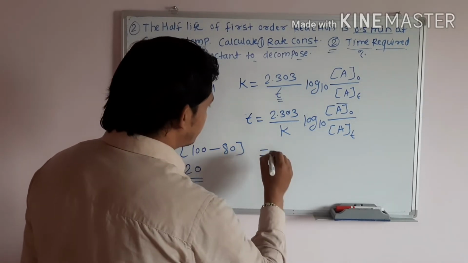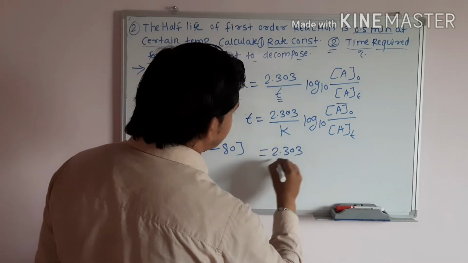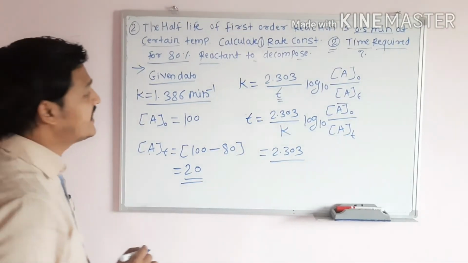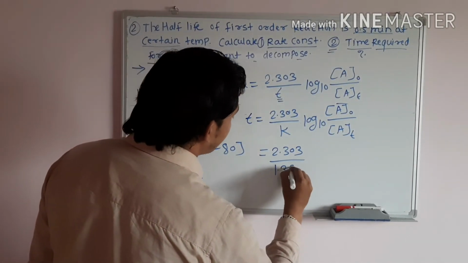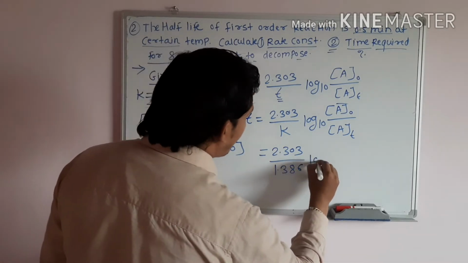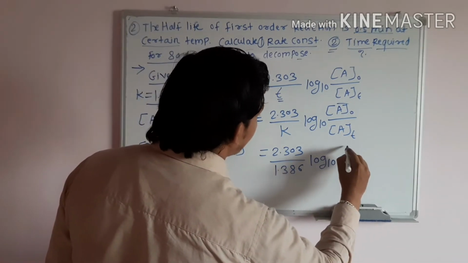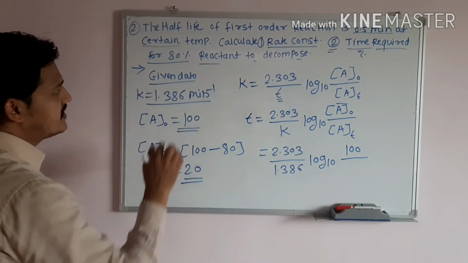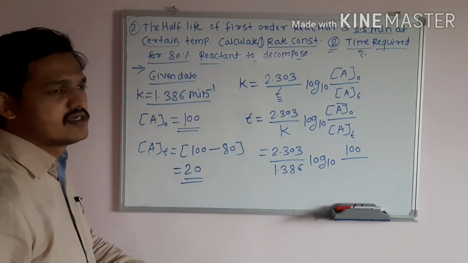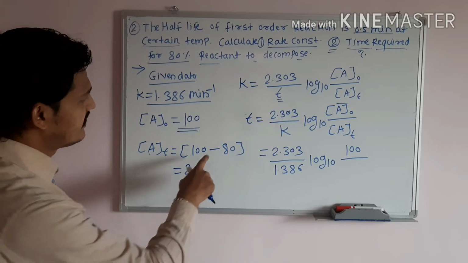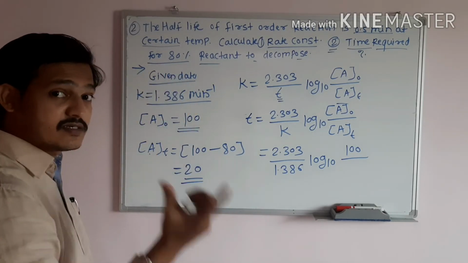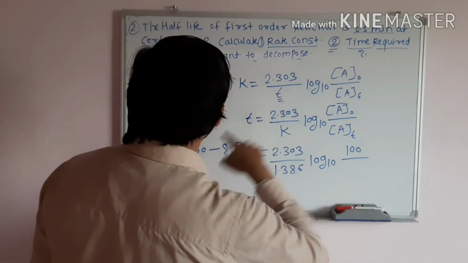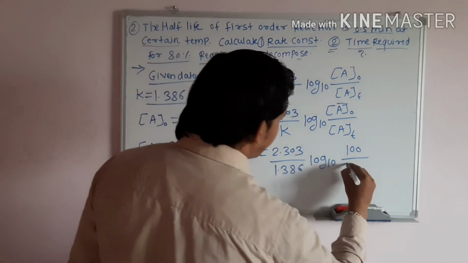So putting the value 2.303. What is the value for K? The value for K is 1.386 per minute. Log to the base 10. What is the value of A0? That is equal to 100, the initial concentration. इथं तुम्हाला 50% दिलं तर इनिशियल 100च, पण फायनल 100 वजा 50. इथं 10% दिलं, इनिशियल 100च, फायनल 100 वजा 10 म्हणजे 90. Here it is the final concentration, that is 20.